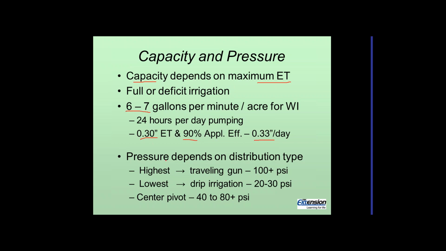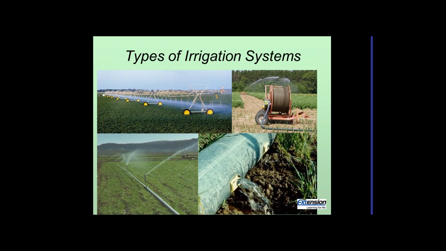So the other thing is the pressure. Pressure will depend on the distribution type. So if we're using traveling gun, which has a high pressure requirement, we could be 100 psi plus. If we're using drip irrigation, which has a low pressure requirement, 20 to 30 psi. In fact, we can actually do drip irrigation on very small plots using just gravity if we get the tank high enough. A typical center pivot is going to run on 40 to 80 psi depending on the nozzle selection, whether we're going to run it at a higher or lower pressure.